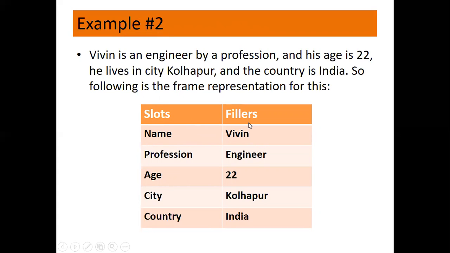Again, your slots and the fillers. Now what are the attributes of a person? Name, profession, age, city, country. Now the data is given here, just put it. Name Vivin, profession engineer, age 22, city Kolhapur, country India. This whole statement can be represented using this single table, which is nothing but a frame. I hope the concept is clear.